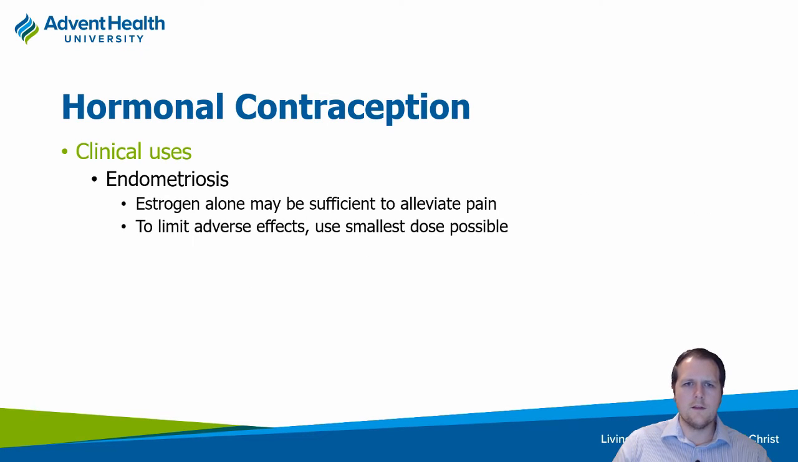We can also use this for things like endometriosis. Using those extra estrogens helps to shut down that LH and FSH release, which helps to kind of alleviate pain for those patients there. And again, try to use lowest doses wherever possible for these to help mitigate some of those side effects.